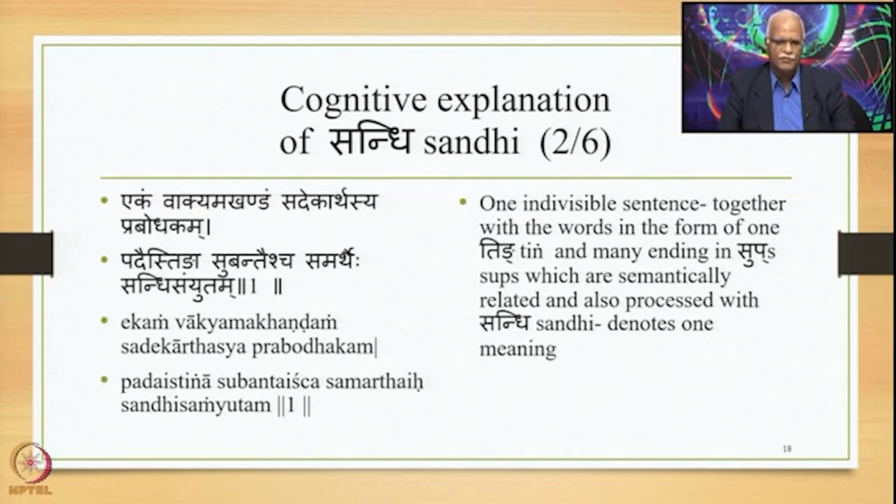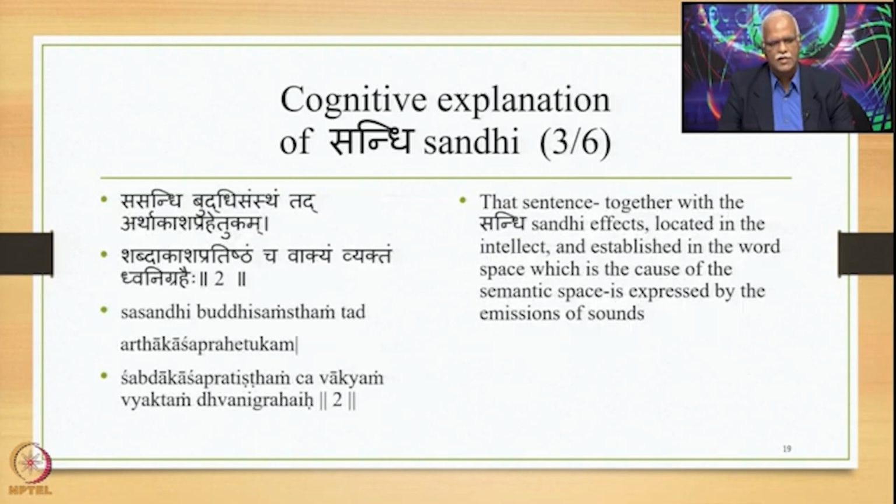And this is the meaning of the first verse. One indivisible sentence together with the words in the form of one thing and many ending in sups, which are semantically related and also processed with sandhi, denotes one meaning. And the second verse means that sentence together with the sandhi effects located in the intellect and established in the word space, which is the cause of the semantic space, is expressed by the emissions of sounds.